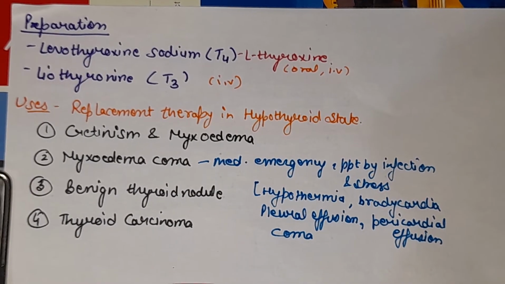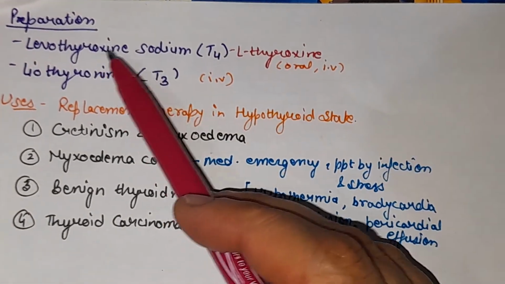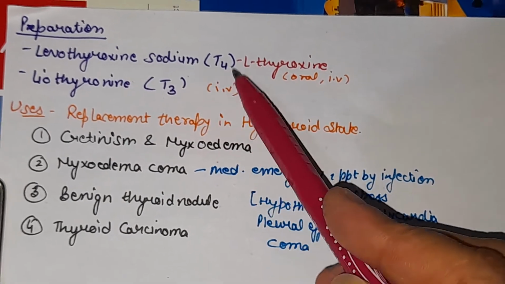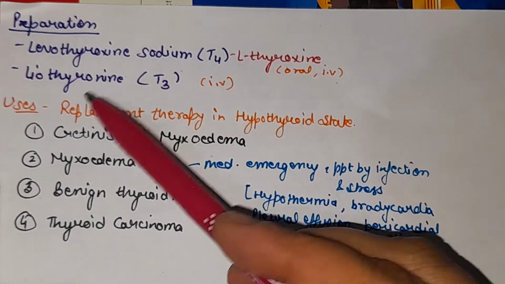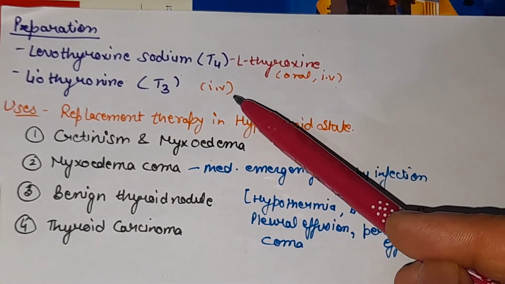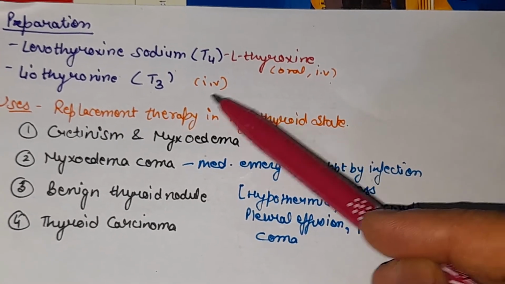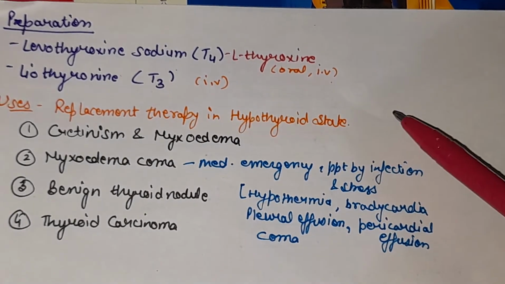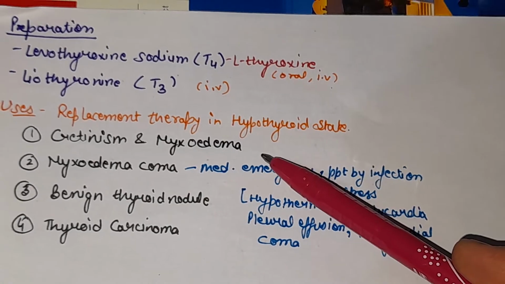Next, what are the preparations of thyroid hormones? The preparations available for T4 are levothyroxine, thyroxine sodium, L-thyroxine, and it is given orally as well as parenterally by IV route. And the T3 preparation is liothyronine, and it is administered intravenously. Where are these preparations used? These preparations are used in replacement therapy in the hypothyroid state, for example in case of cretinism and myxedema.